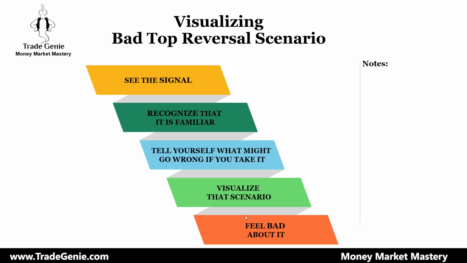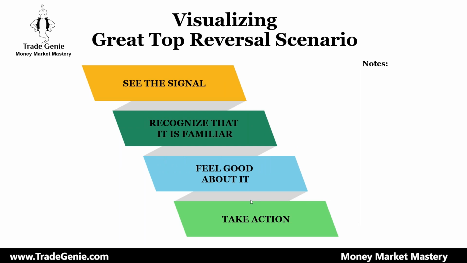If you're creating a scenario, maybe you need to do something to turn around these two steps, and don't force it, like, okay, now she said I need to feel good about it. Not like that. You really feel good about it, and then you take bold and courageous action. So this is a bad scenario, visualizing a bad top reversal scenario. So don't do this. You need to do it like this.